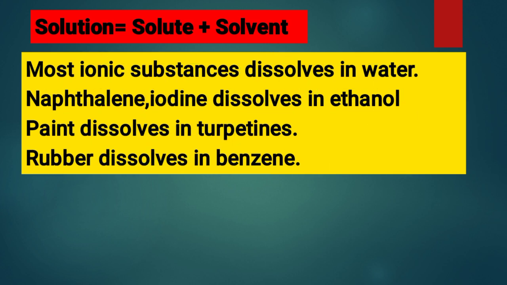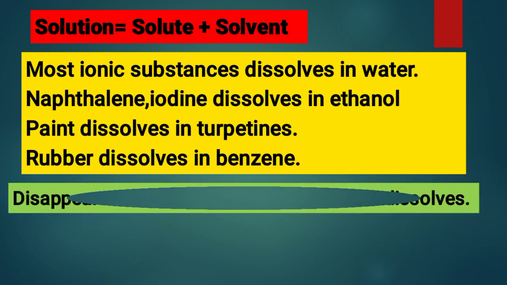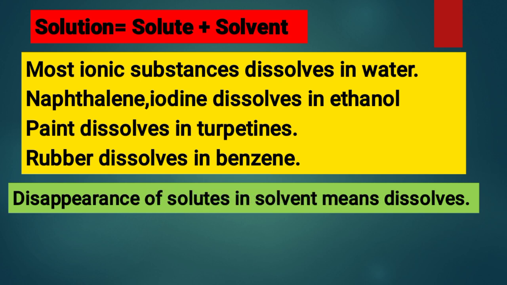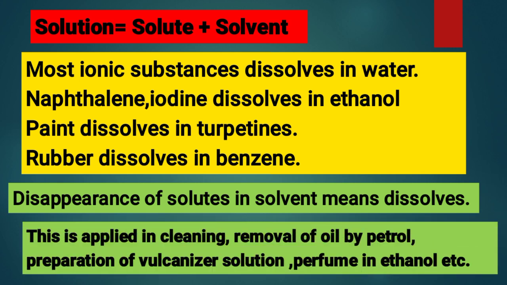So we have something like this. Most ionic substances will dissolve in water. And something like naphthalene, iodine will dissolve in ethanol. Paint dissolves in 2-butene. Rubber dissolves in benzene. So if you look at this, disappearance of solute in solvent actually means what we call dissolves. So when I say disappeared in solvent, I'm actually trying to tell you that it dissolves in the solvent. So I want you to know that this idea of solvent helping solute to disappear has been made use of in chemistry, in cleaning. In this cleaning, we have something like removal of oil by petrol. And we also have preparing of vulcanizer solution, where we have rubber being dissolved in benzene.